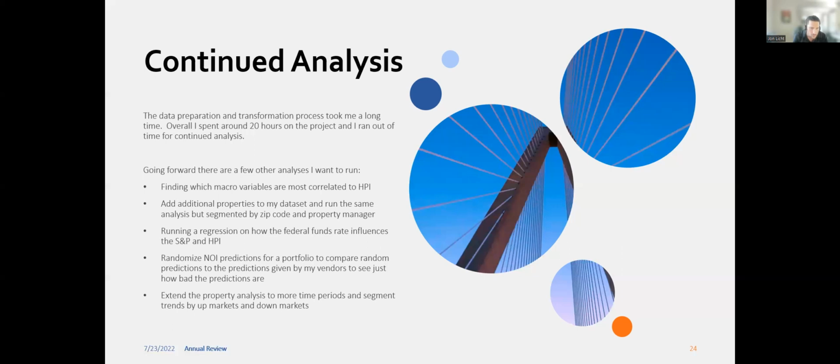Yeah, the last one I wanted to mention here: I compared actuals versus predicted for the NOI. I'd really love to segment that by geographies, so in different areas, and also by different vendors. I'd love to get a list of a bunch of properties with a lot of different vendors and see, is this an issue where some vendors are just really bad at this and others are good? Or is this pervasive across the space, where basically no one is really providing accurate predictions of how these assets perform?